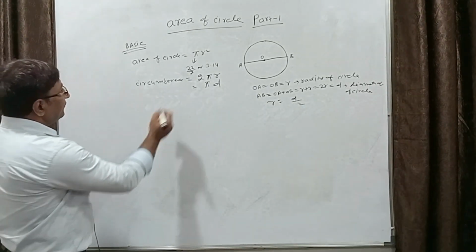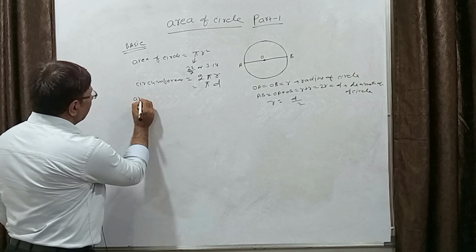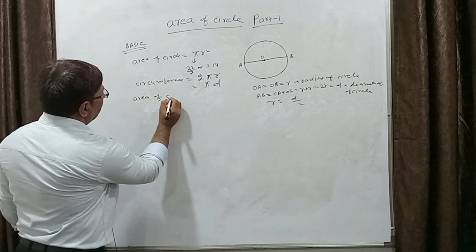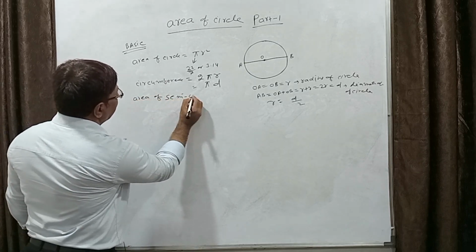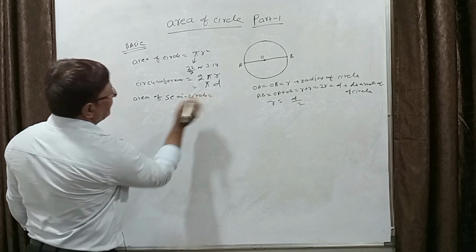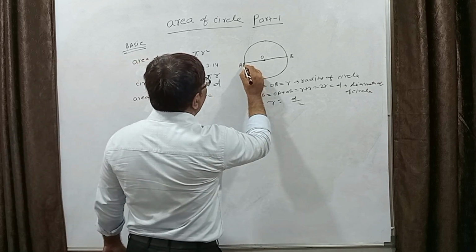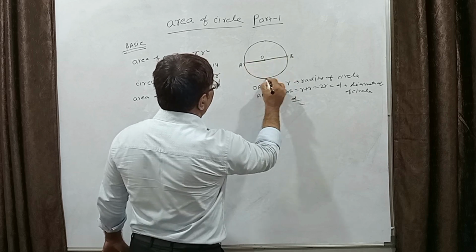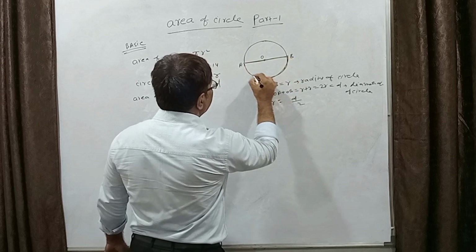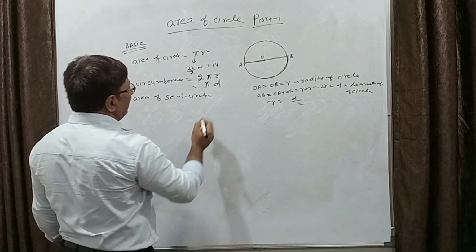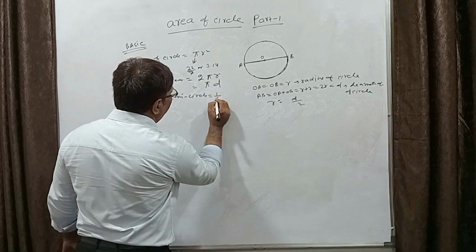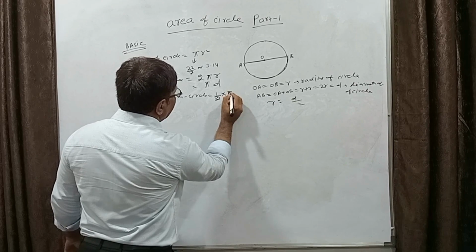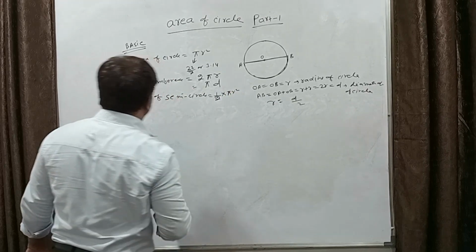In the same way, area of semicircle. So area of semicircle means what? That is the half circle. So this is the total circle. When we go for only this, it is called semicircle. So area of semicircle will be what? Simply half pi r square. So area of semicircle is half pi r square.